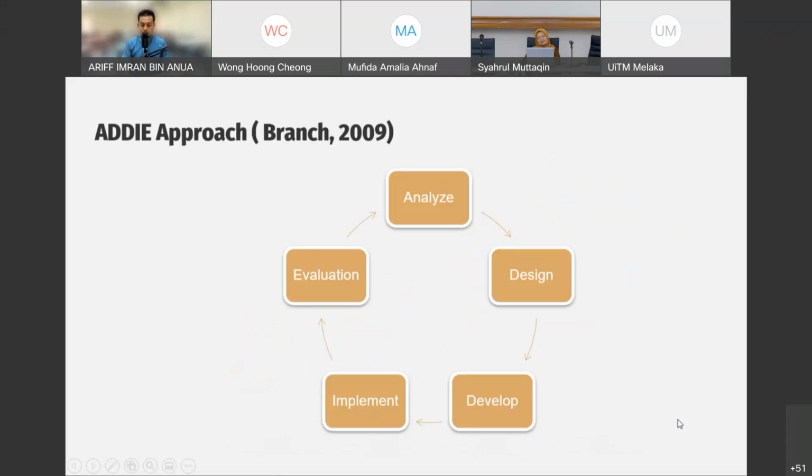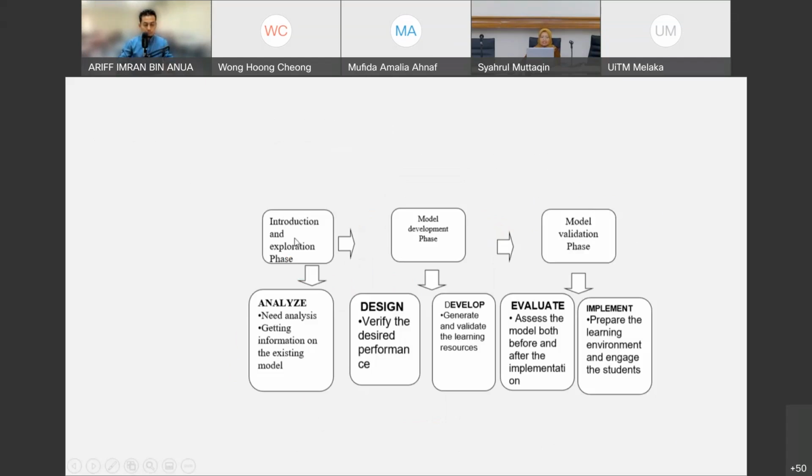And then the next is from Branch. We call it the ADDIE approach. This is also one approach of research and development. ADDIE stands for analyze, design, develop, implement, and evaluate. We can distribute these steps into the introduction and exploration phase, that is analyze. So the researcher will do a needs analysis and also get information on the existing model.